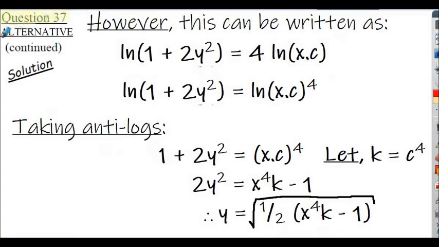Question 37, alternative solution continued. I'll let you review the slide at your own pace, but we end up with exactly the same answer as in the previous solution. So it's essentially the integration process that was different with this solution.